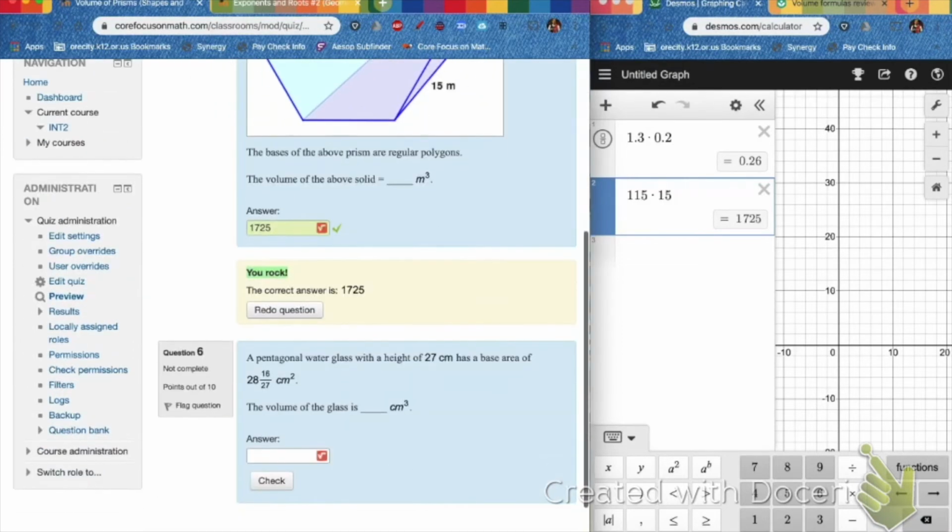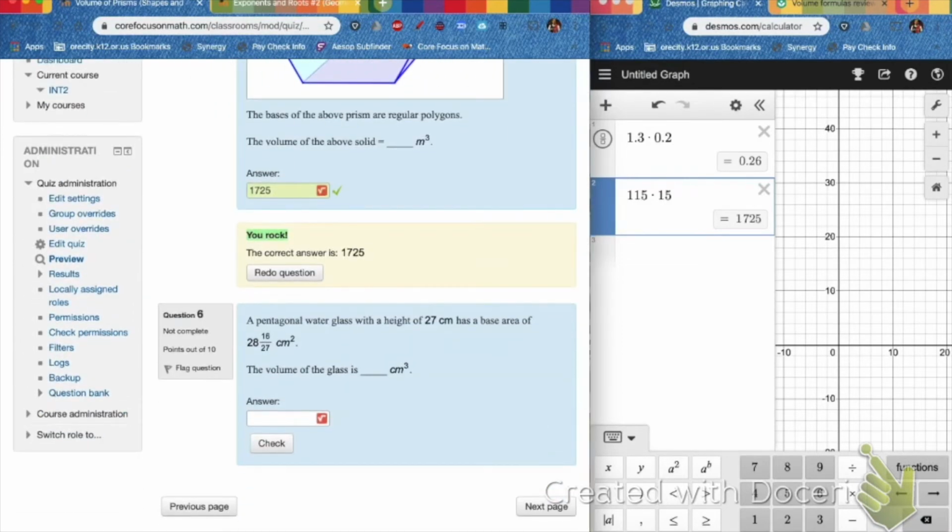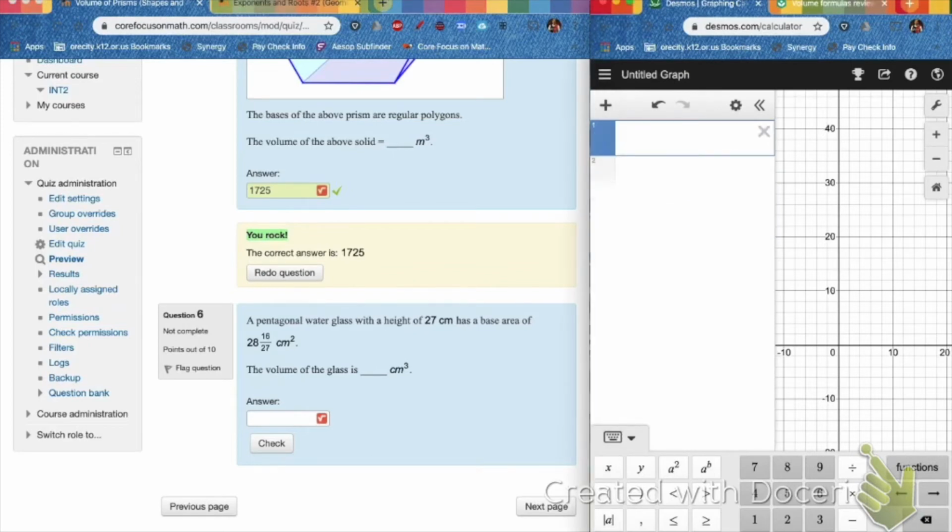All right. Number 6, pentagonal water glass with a height of 27 and a base area of 28 and 16 over 27 centimeters squared. Volume of the glass is blank centimeters cubed. It's the same thing. We've got two numbers. We're going to multiply them together. However, this is the first time that we're going to be utilizing the fraction key on here.